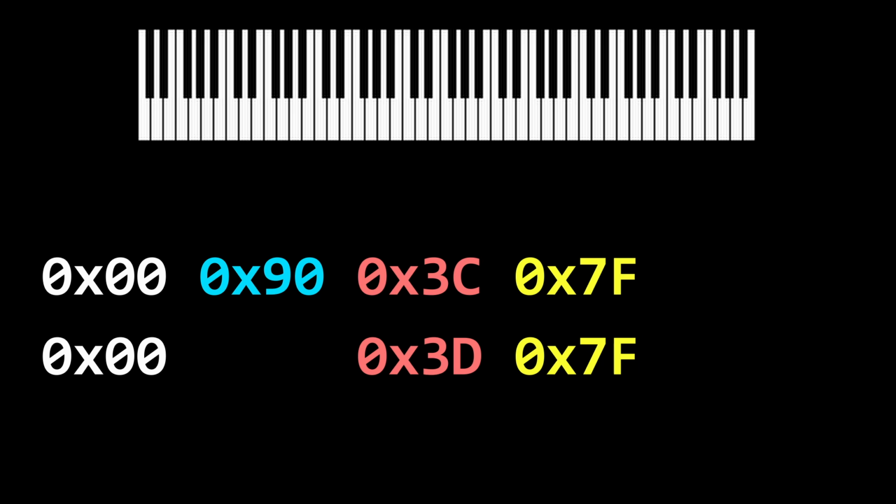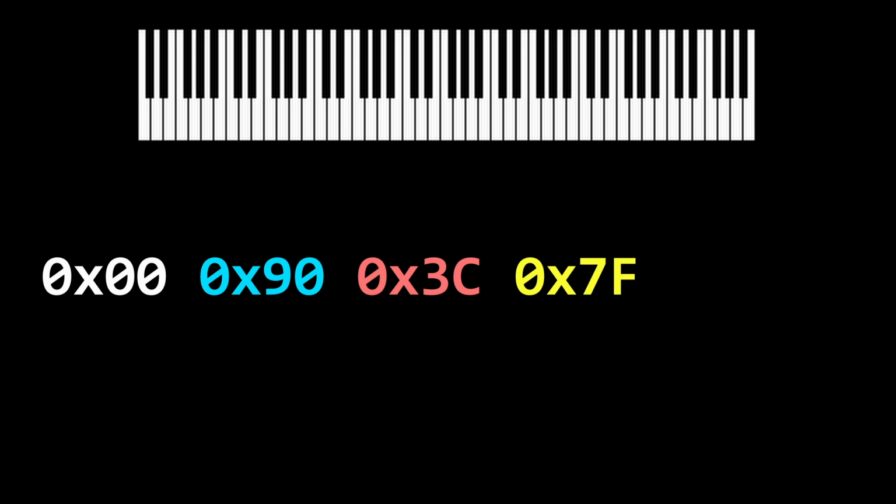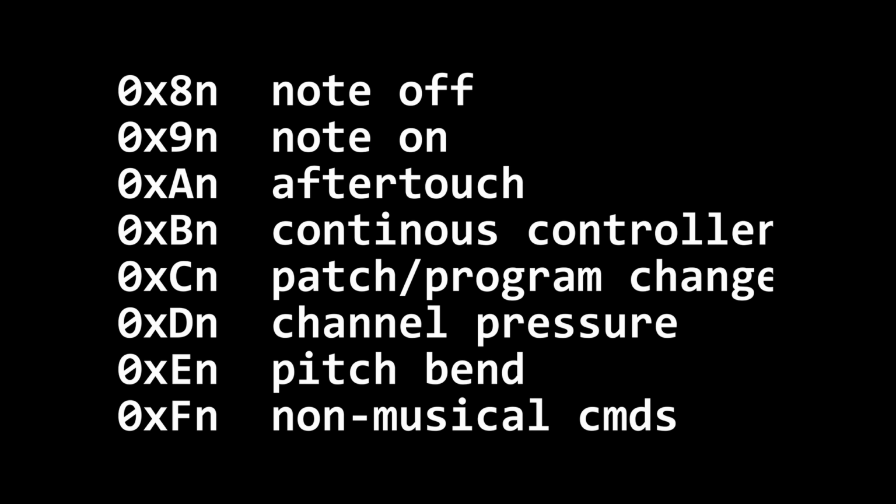But how does it work exactly? It's simple. Commands are guaranteed to have the most significant bit set. You'll never find a command that doesn't have the high nibble equal to 8 or more. These are the only possibilities that mean you're getting a command.